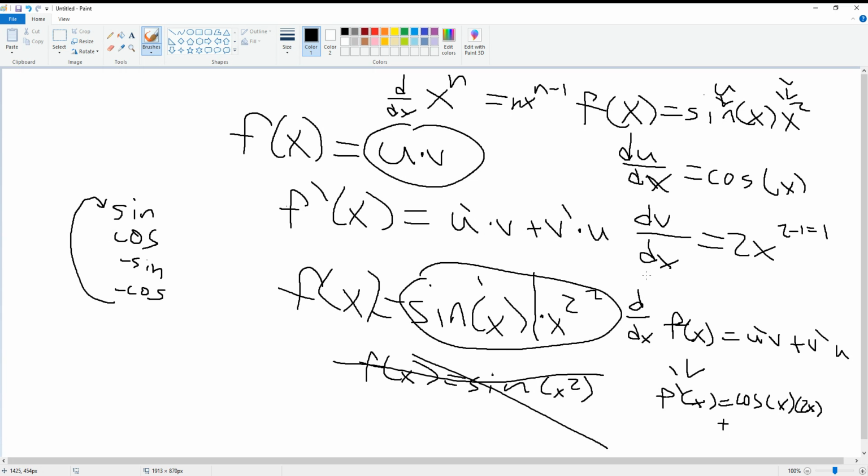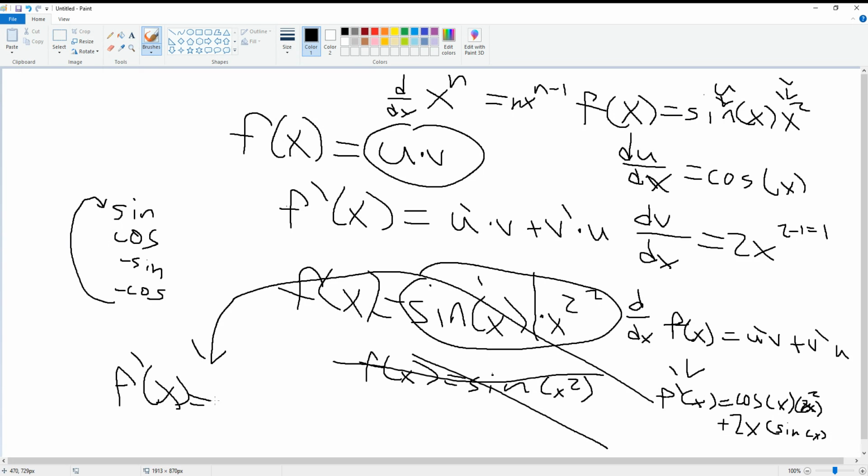And then on the other side we have v prime times u. So v prime right here is 2x times our original u, which is sine of x. Oh, and actually this is x squared, by the way. Sorry. So then that means that our final derivative using the product rule is going to be equal to 2x squared cosine x plus 2x sine of x.